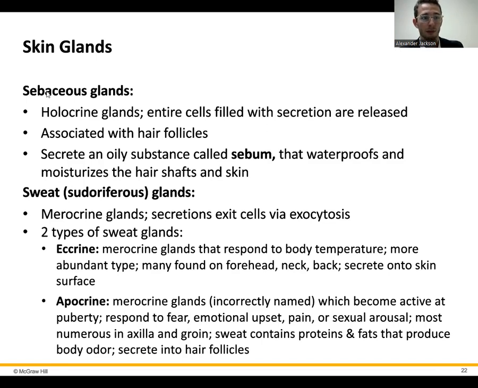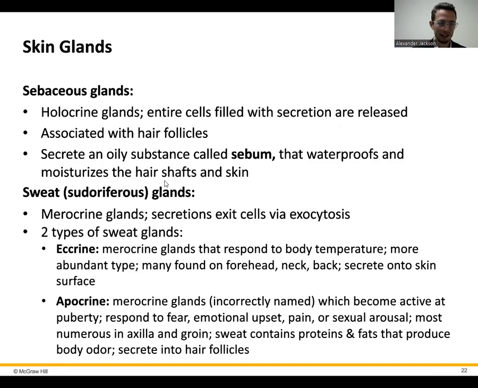First off, we talked about those sebaceous glands. They fill with the secretion and then release this oily substance called sebum. I said it waterproofs and moisturizes, and protects the hair shafts and skin. These are overproduced during puberty because your hormones like to stimulate these suckers and they just go crazy. That's why you get acne.